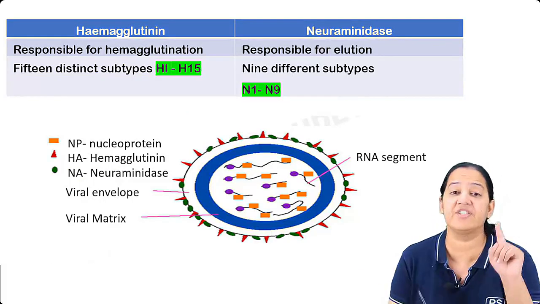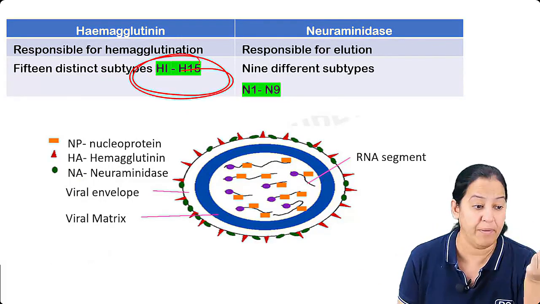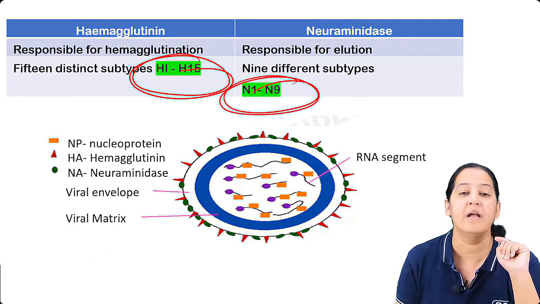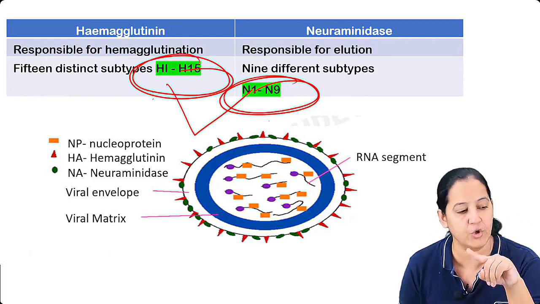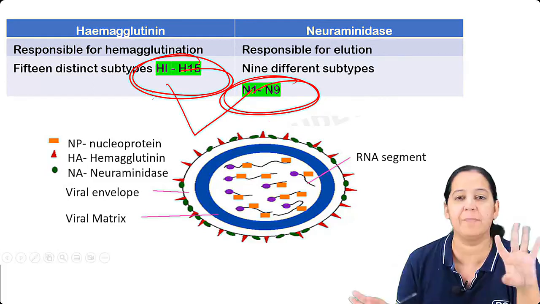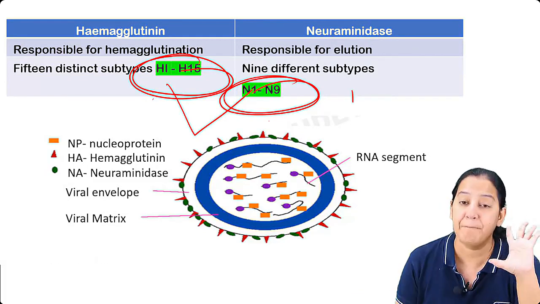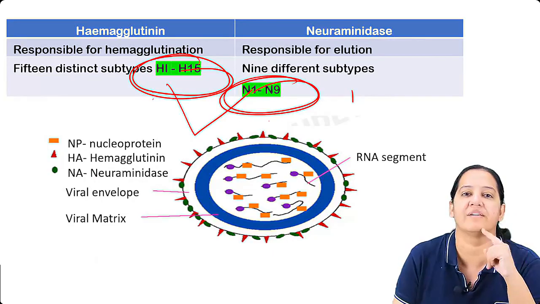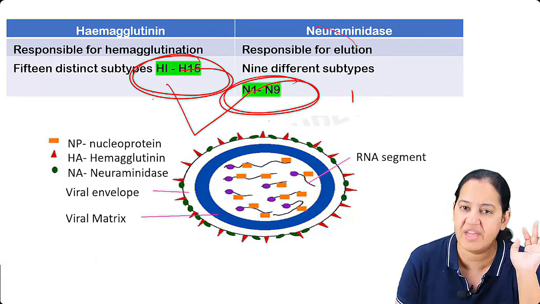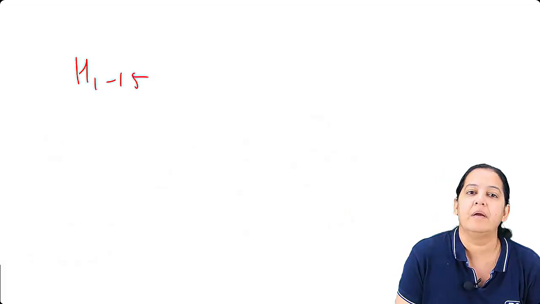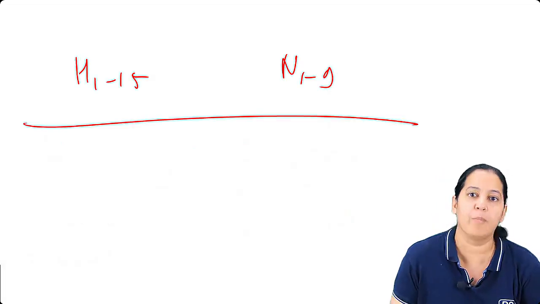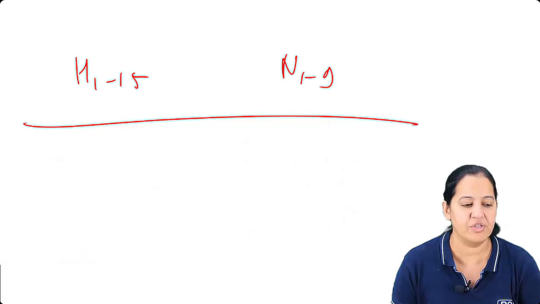How many types of HA are there? 15 types. How many types of NA are there? 9 types. How many combinations can you make? You will say, ma'am, H1N1, H1N2, N2H1. There are multiple combinations, so we have many thousands of influenza viruses. Various combinations are possible because H is of 15 types and N is of 9 types. How many combinations can you make?